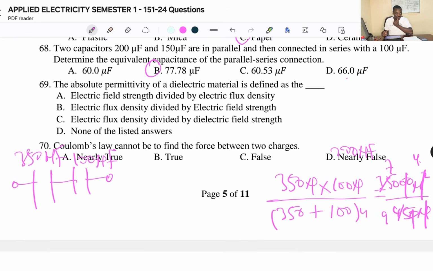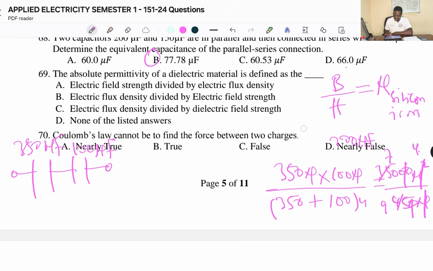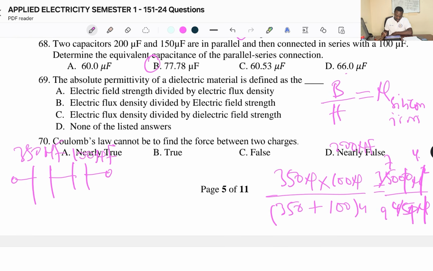If you can just remember the formula, we know that if we are having a material, let's say silicon ion, and we are interested in the absolute permittivity of it, it is going to be the flux density over the field strength, which will be equal to the absolute permittivity of the material, right? So let's say this is silicon ion. Look at the formula I've just written here, and see which option fits the formula.